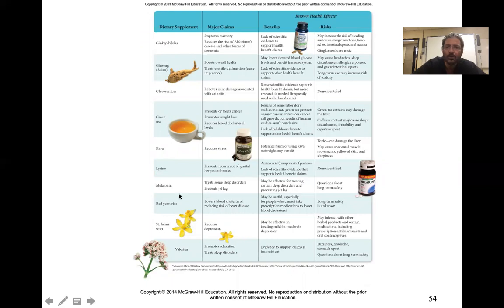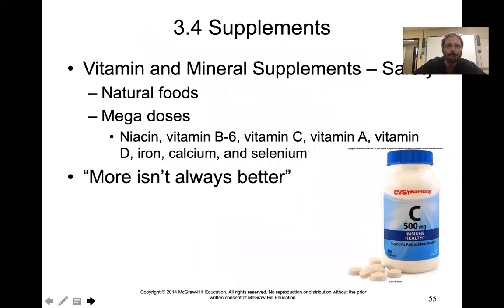Melatonin is supposed to help you with sleep, if you're deficient in it. Valerian root is for relaxation. So, vitamin and mineral supplements, natural foods. Like I said, if you can get your supplementation from just eating really, really healthy, that's great.